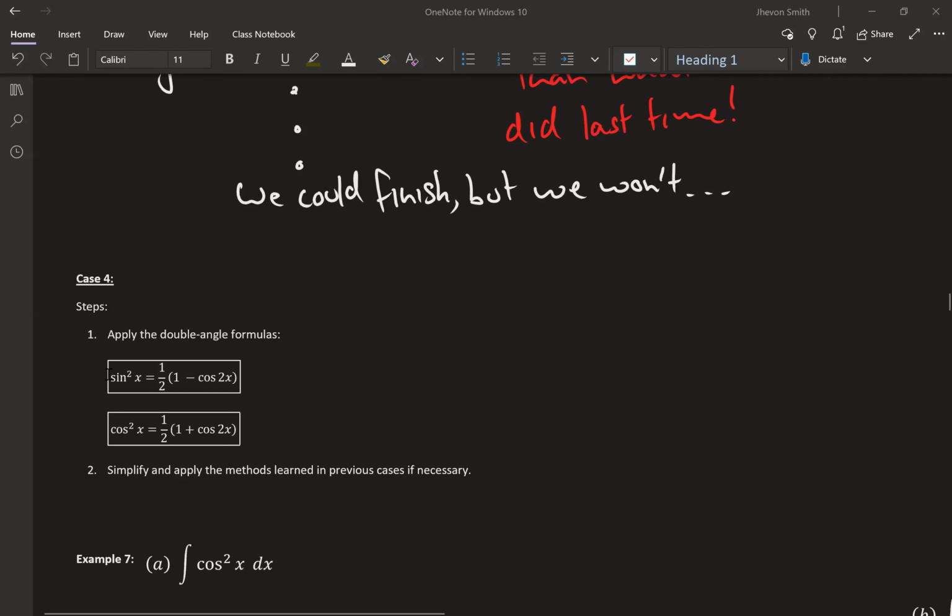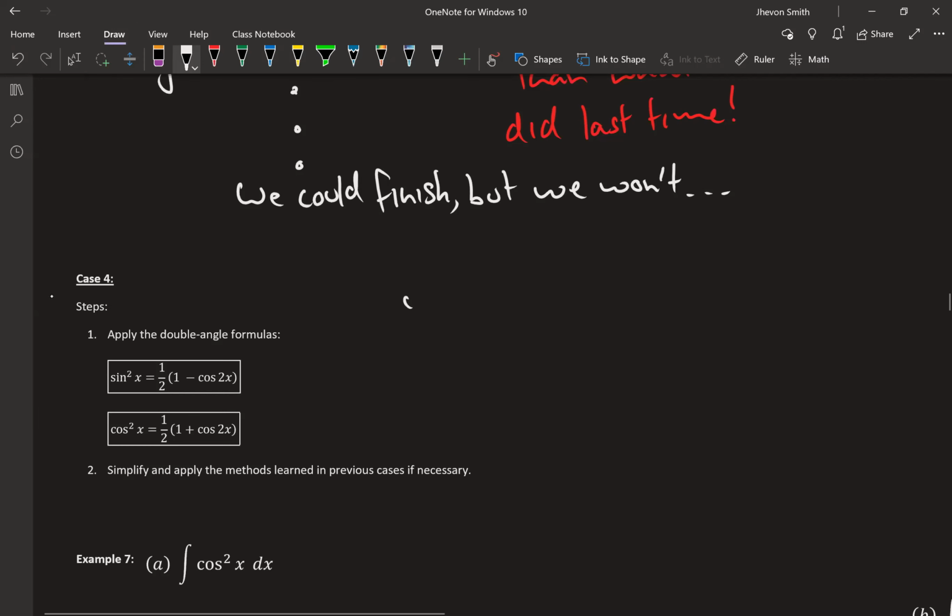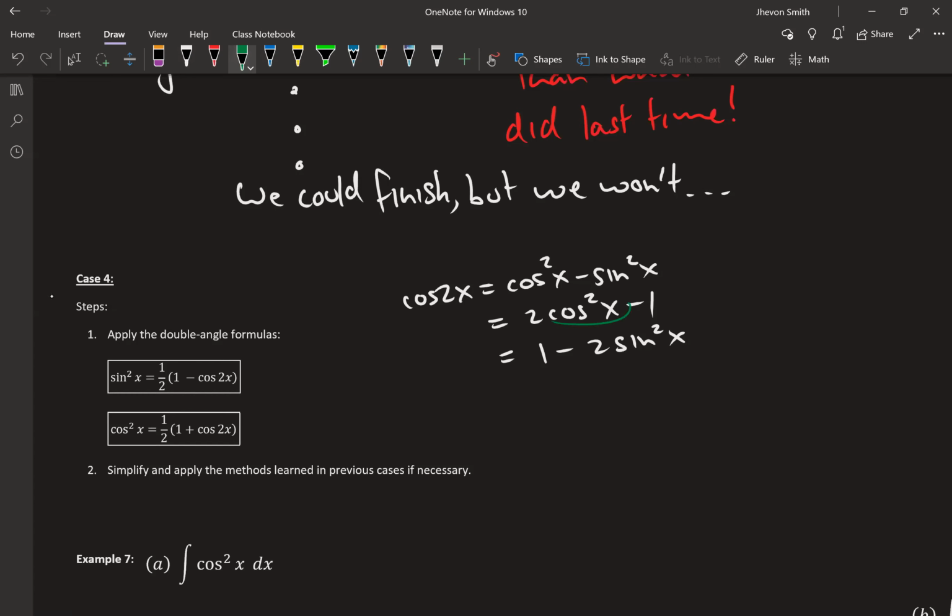With the double angle formulas, we know that cosine 2x is equal to cosine squared x minus sine squared x. This is in fact equal to 2 cosine squared x minus 1. It's also equal to 1 minus 2 sine squared x. So we can solve for the cosine squared.